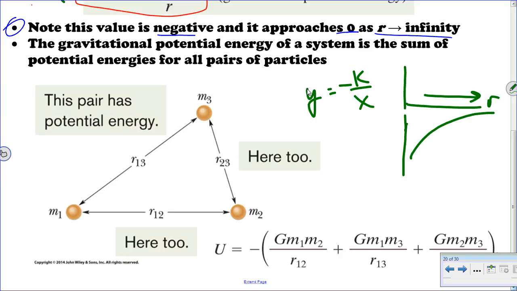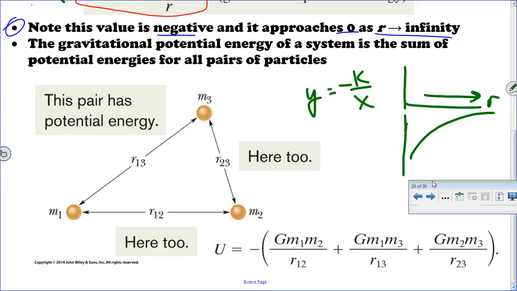Okay, cool. So the book gives this example where they've got these pairs of objects. The idea is these two things have gravitational potential energy, these two things have gravitational potential energy, and these two things have gravitational potential energy. So if you want to find the gravitational potential energy for the system, because energy is a scalar, you literally just add them up. You find the potential energy for each pair, and then just add them up. Cool. Questions? All right, so that is the deal with gravitational potential energy.